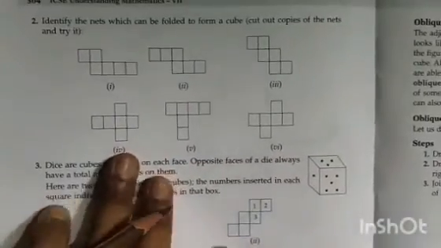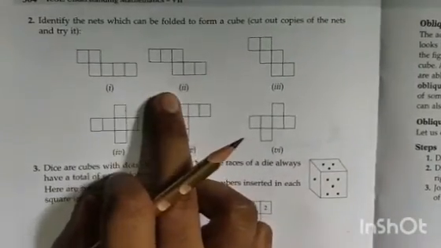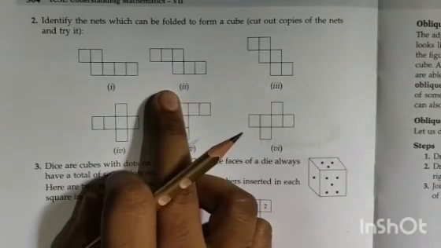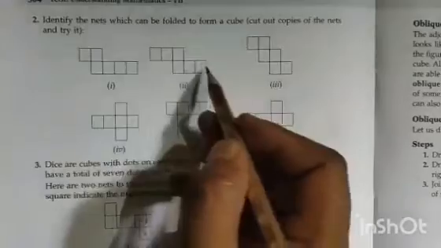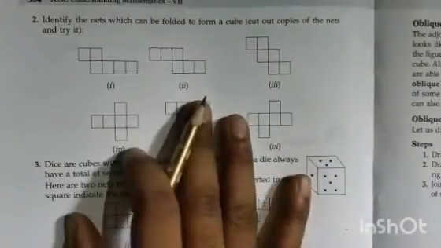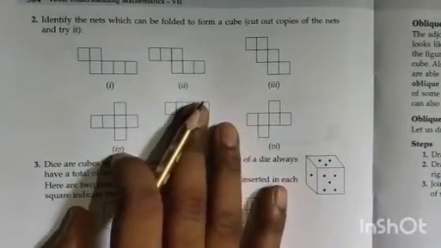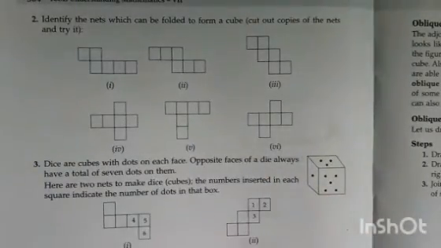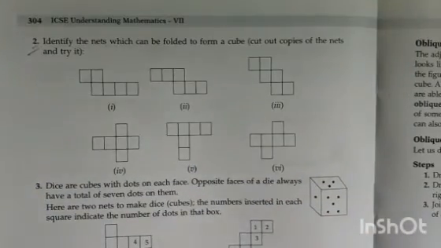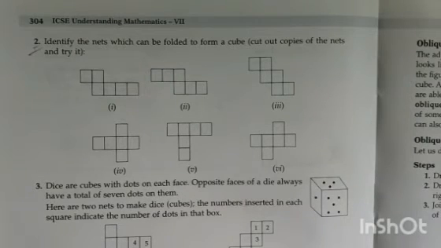Here we can see the nets are given, a few nets are given, and we have to identify the net which will form a cube. So you can make it from paper and fold it. If it takes the shape of a cube, then that net will be correct, or else you have to discard the other nets. In the next class, children, we'll start with oblique sketches, how to draw oblique and isometric sketches.